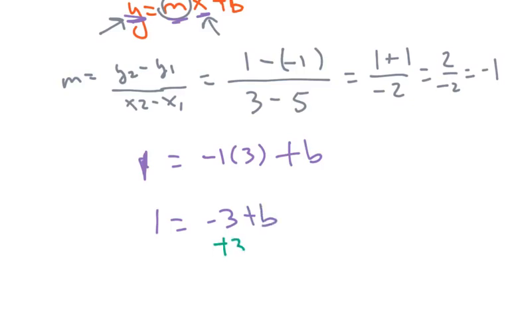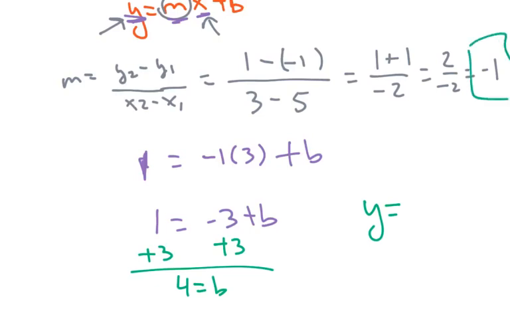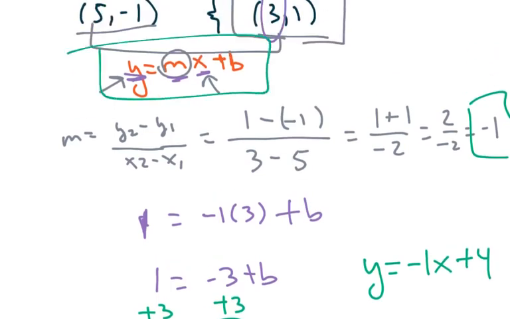I'm going to add 3 to the other side. And b is 4. So what is my equation? Y equals, remember the slope is -1, x, my b value is 4. And just to be clear here, all I'm doing is plugging back into y equals mx plus b. And there you have it.